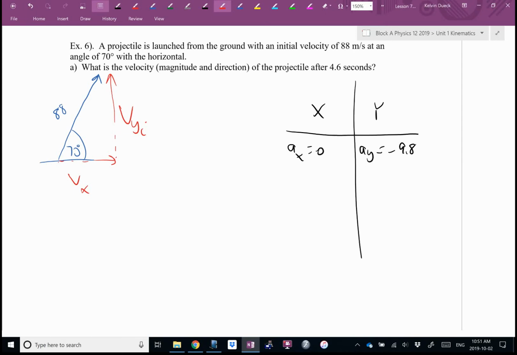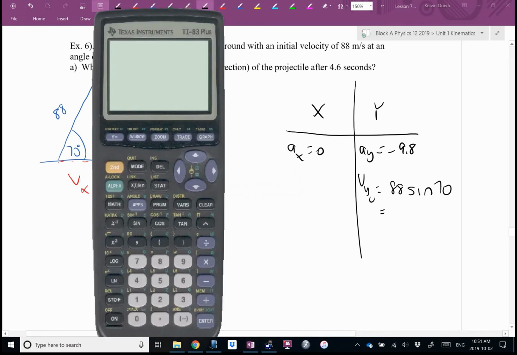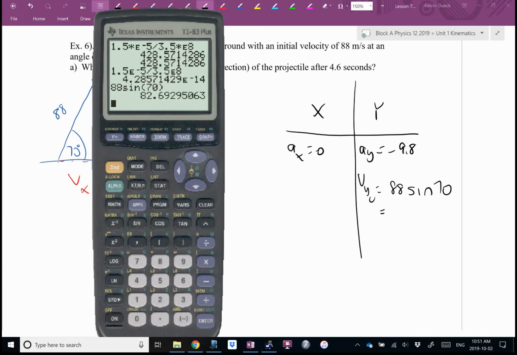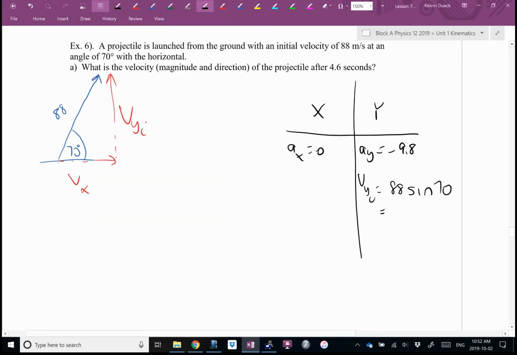Was there a dumb way that we could remember that Vy was sine? You come up with something on your own. So Vy initial is going to be 88 sine 70. Is that a yucky decimal or a nice decimal? 82.693 is probably pretty good because there's a 9 next to the 2. And Vx is going to be 88 cos 70.